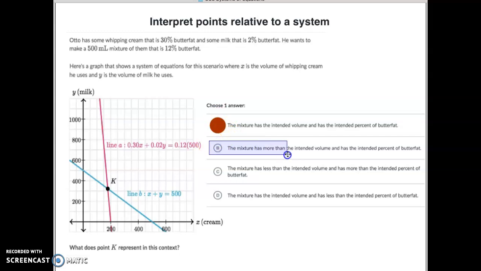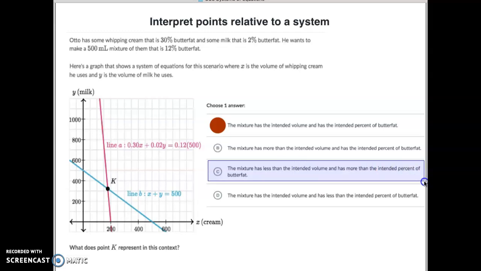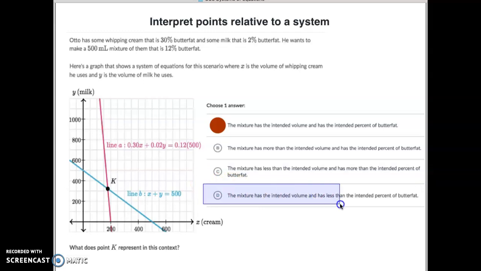Second one, the mixture has more than. We don't want more than, we don't want less than. So more than the intended amount, that's bad. The intended, that part would have been okay, but we don't want to see the word more than, which means we also don't want to see the words what? That's right, less than. Notice the mixture is less than the intended, and more than, this one's actually twice bad for us, if that's even a way of saying that. I'm a math teacher, not a language arts guy. And the letter D, the mixture has the intended volume. Oh, that's good, but less than the intended butterfat. So again, if you're seeing words like more than or less than, that does not describe this point right here. Those points mean that everything is the same or the intended amount.